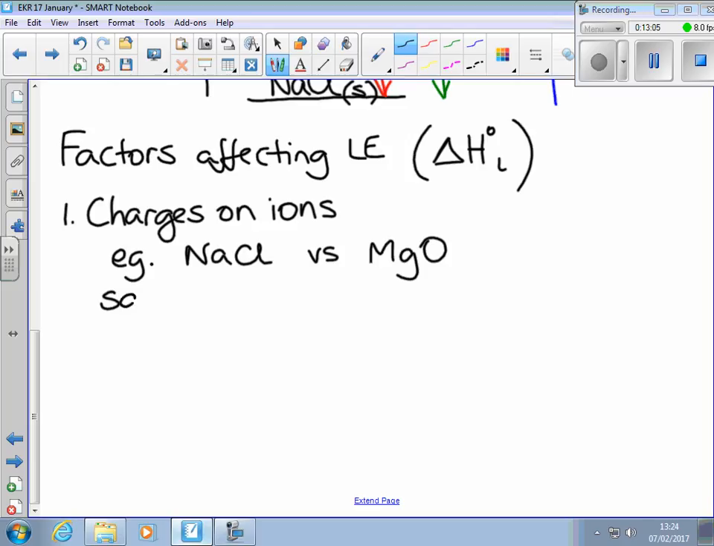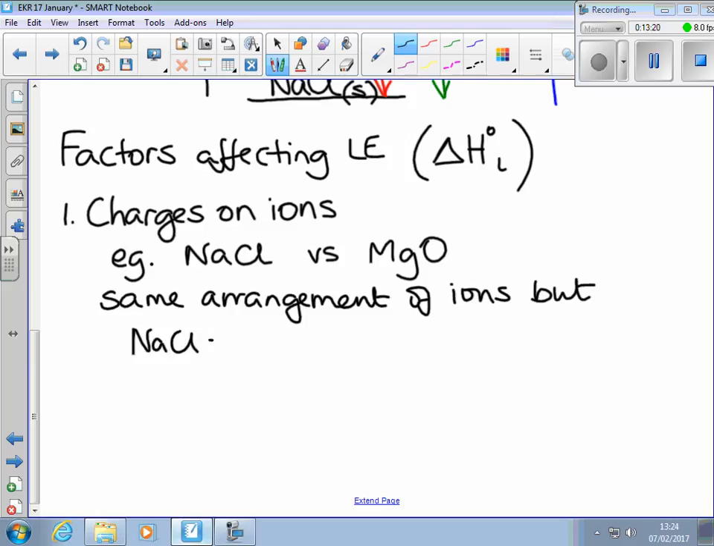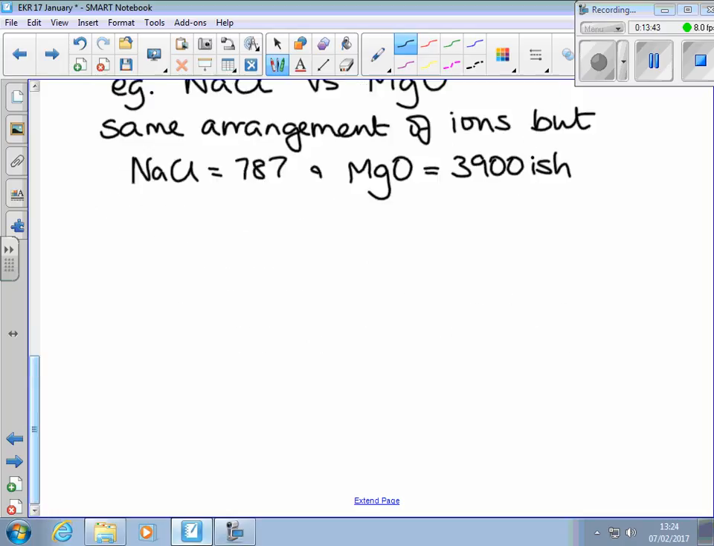So you've got the same arrangement of ions, but sodium chloride equals the 787. And the magnesium oxide is roughly, I didn't look it up exactly, I read it off a graph, so it was 3,900-ish. Shouldn't use the ish in chemistry. The ish is a biology unit, I think. However, it's only a matter of comparison here. We're looking at a huge difference, aren't we?